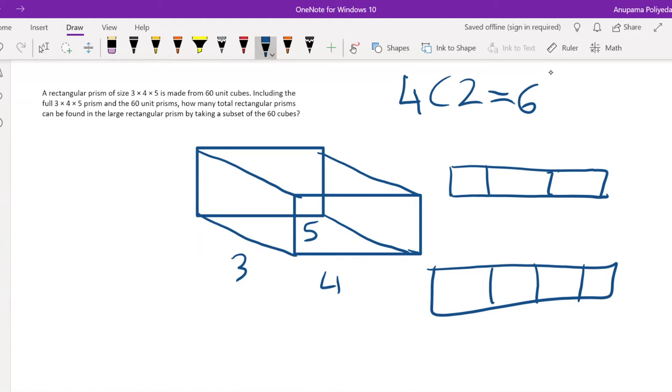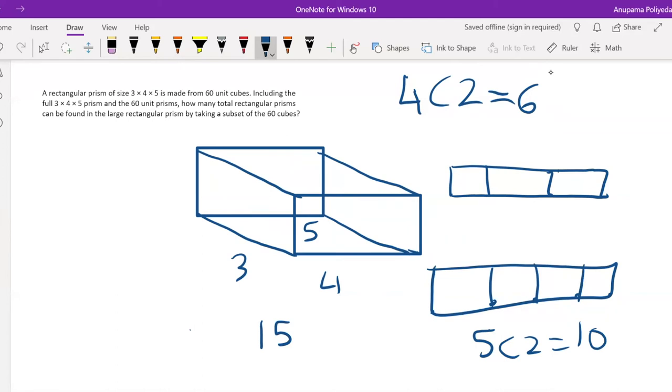10. Yep, 10, because we have 5 different edges, including the borders, to choose from. And we want to choose 2 of them. So 5 choose 2, or 5 times 4 divided by 2, is 10. And by that same logic, how many ways would there be for the 5 edge? 15. Yep, because it's 6 choose 2.